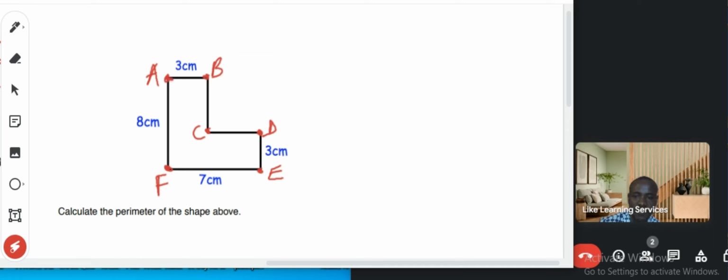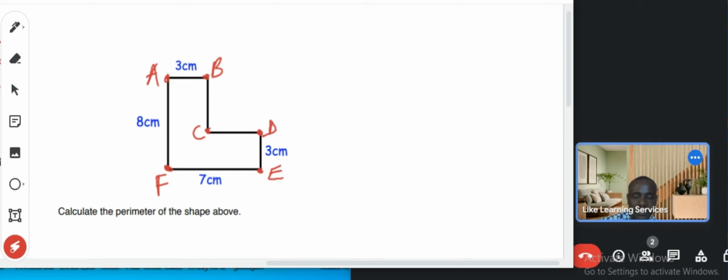So what's the length of A to B? 3 centimeters. Good. What's the length of F to A or A to F? 8 centimeters. Yes, A to F is 8 centimeters. A to B is 3 centimeters. Correct. What's the length of E to F or F to E? Speak up, please. 7 centimeters.